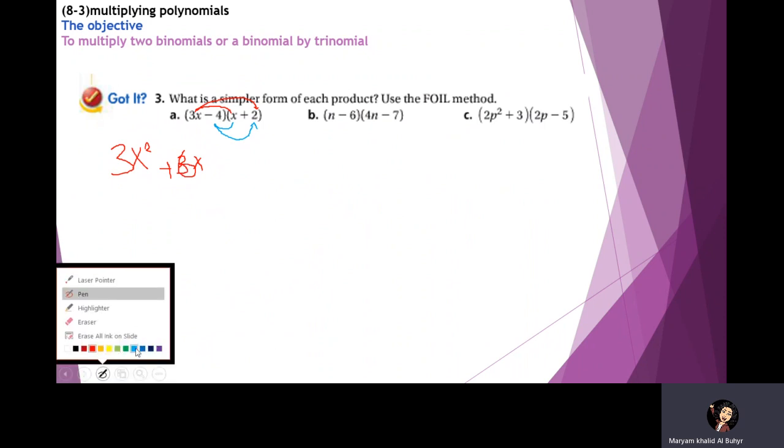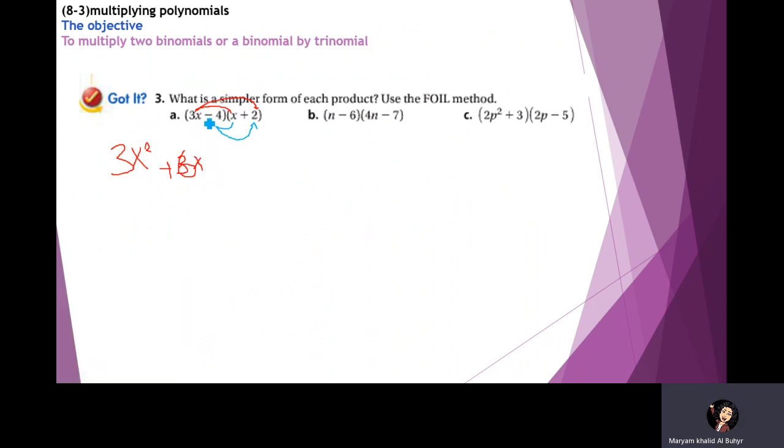Now let's do the one with the blue. Minus 4 times x, so that is minus 4x. Minus 4 times 2, that is minus 8. See how easy this way is. Just add these and you are done. Why can you add these? Because these are like terms. So 3x to the power 2, plus 2x, minus 8.